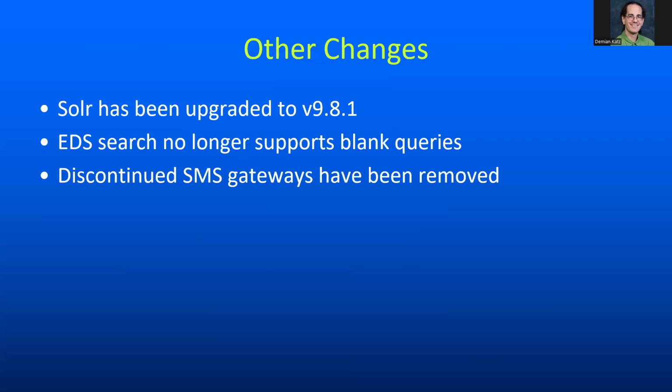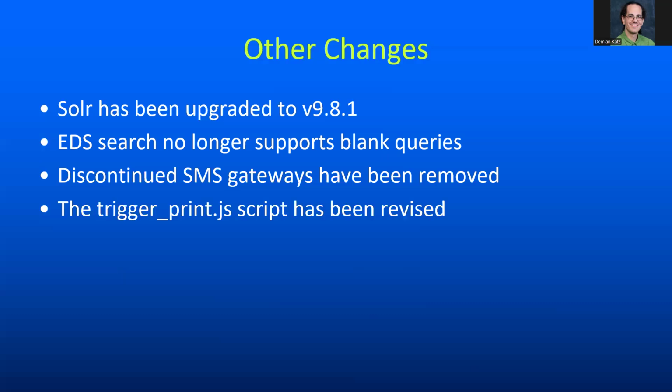We've discontinued inclusion of several SMS gateways that no longer work. If you use the text this feature, you'll have noticed that there's a drop-down menu of different providers, and several of those providers no longer provide email to text gateways, so we don't include them in the configuration because they don't work. We've significantly revised the trigger print JS script, which is used to support VuFind's print functionality. If you've customized that, you may need to adjust your custom code. If you haven't customized it, you can just enjoy the fact that it now works better.